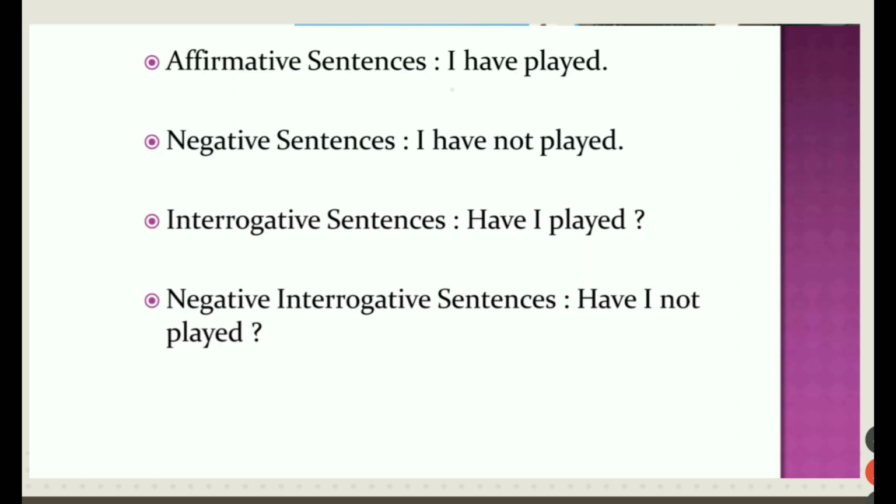So, for example, I have played. Now, this is an affirmative sentence. The negative would be I have not played. The interrogative would be have I played? And the negative interrogative would be have I not played?